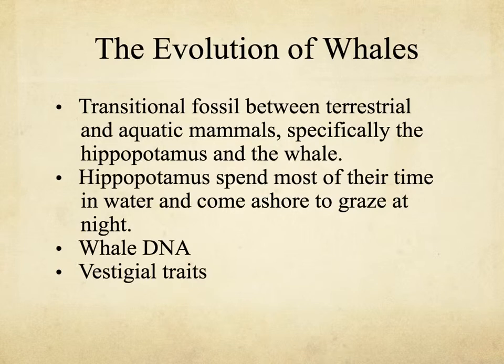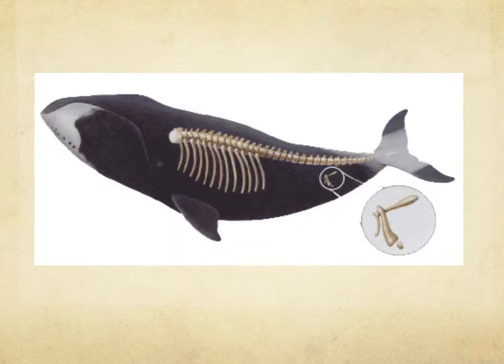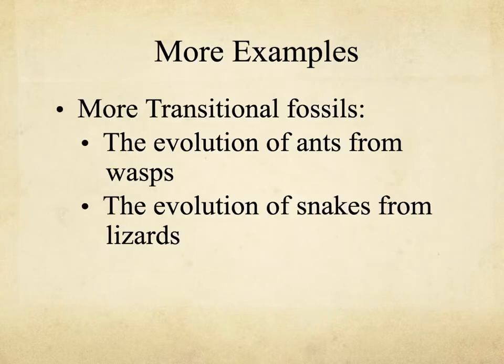Additionally, whale DNA and vestigial traits, such as the femur and the pelvis, show that their ancestors lived on land. The femur and the pelvis are found in terrestrial mammals for lower extremity movement. Here is a picture of a whale showing its vestigial traits.